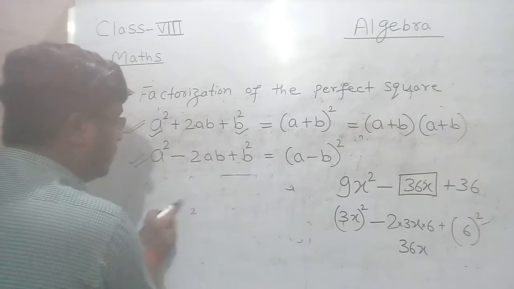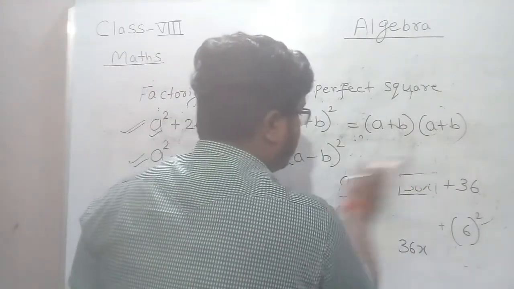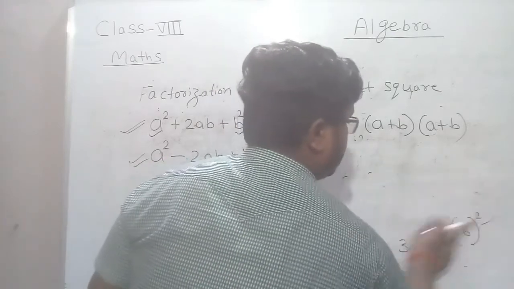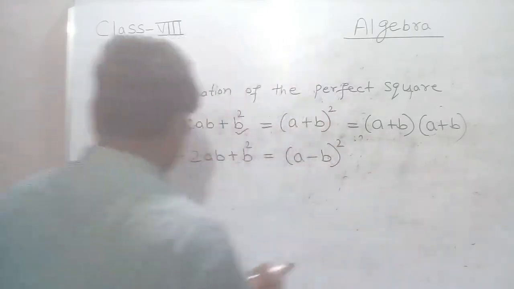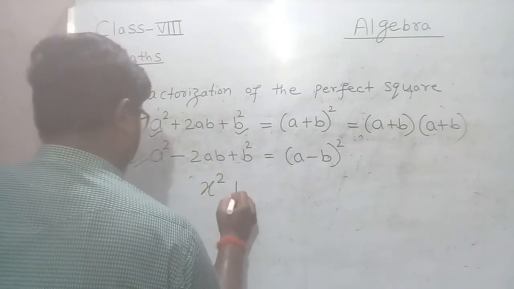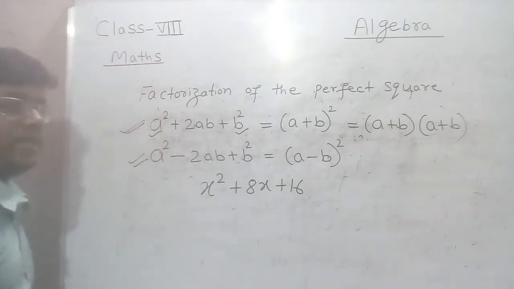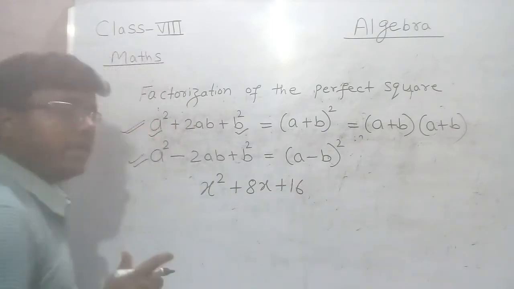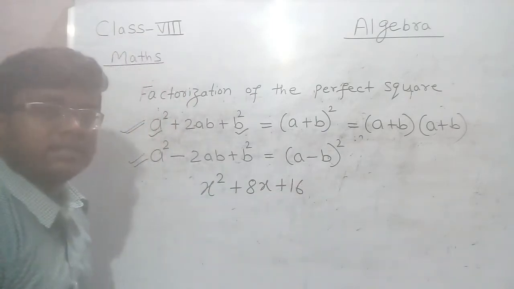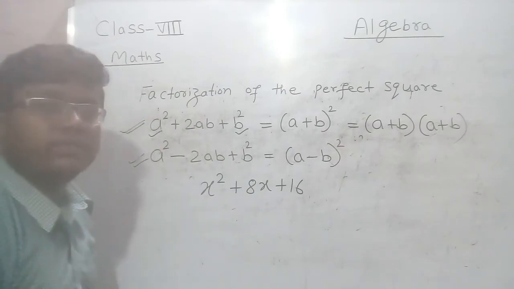Okay, now we will do the factorization. So our first factorization is, suppose, x square plus 8x plus 16. So we have to factorize it. While factorizing such type of question, a perfect square type question, we have to see the square terms here.